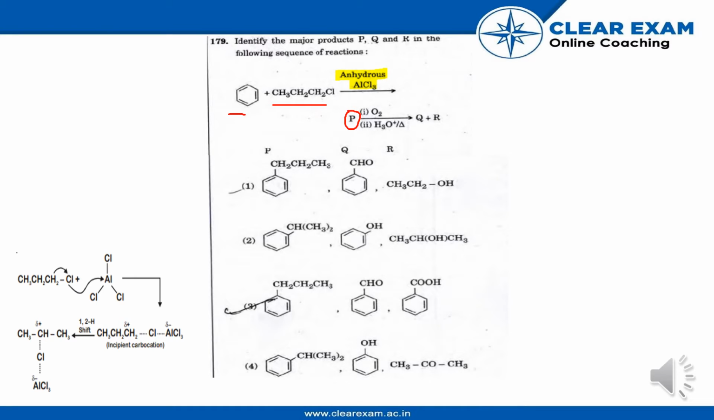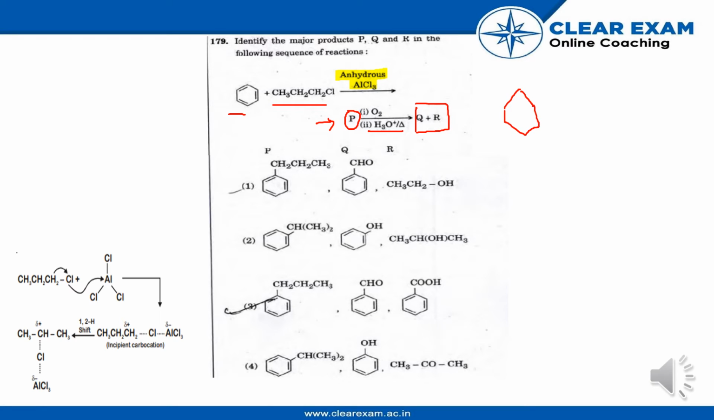Now we are reacting this product P with O2 and H2O, and we are getting two products, that is Q and R. So we need to find P, which we are getting by reacting benzene and this compound. Then we need to find these. So when we simply react this with benzene, what will happen?